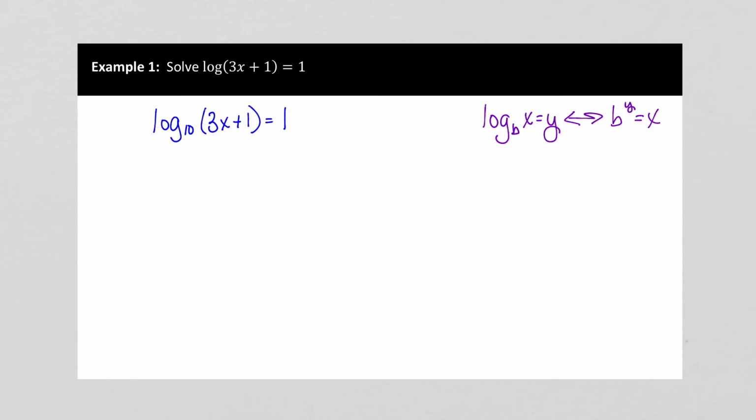So we can say our base, that's 10, to the thing in the y spot, that's 1, equals the thing in the x spot, 3x plus 1. And so we've just got 3x plus 1 equals 10. Subtract 1 from both sides, divide by 3, and you're done.